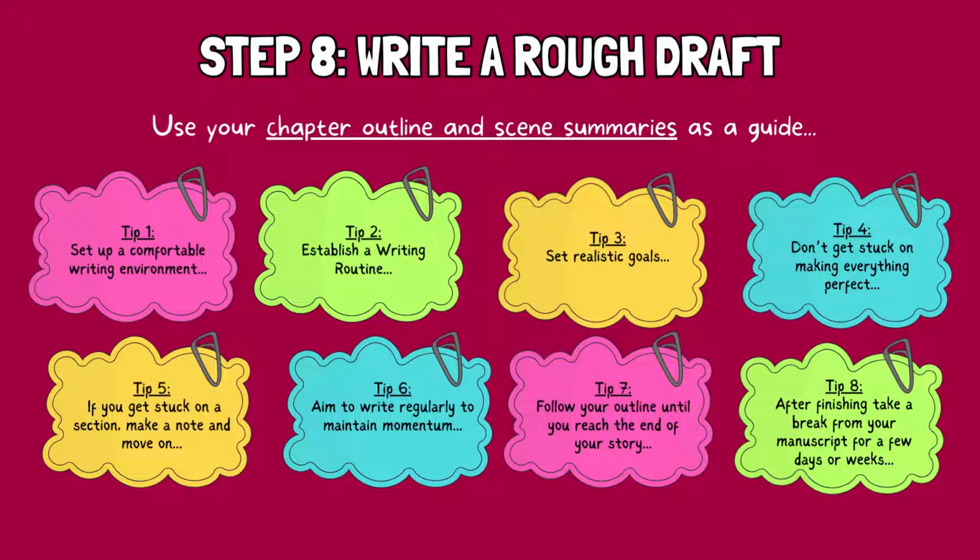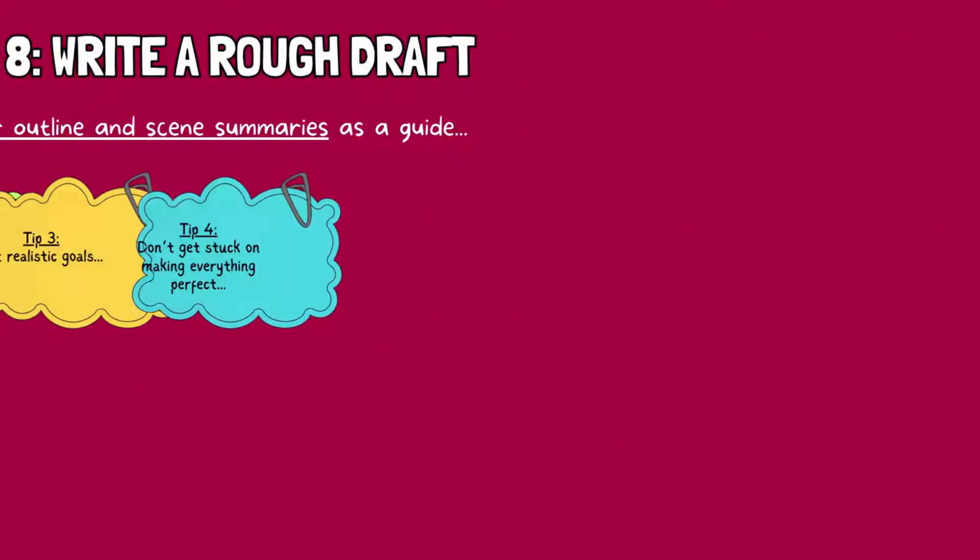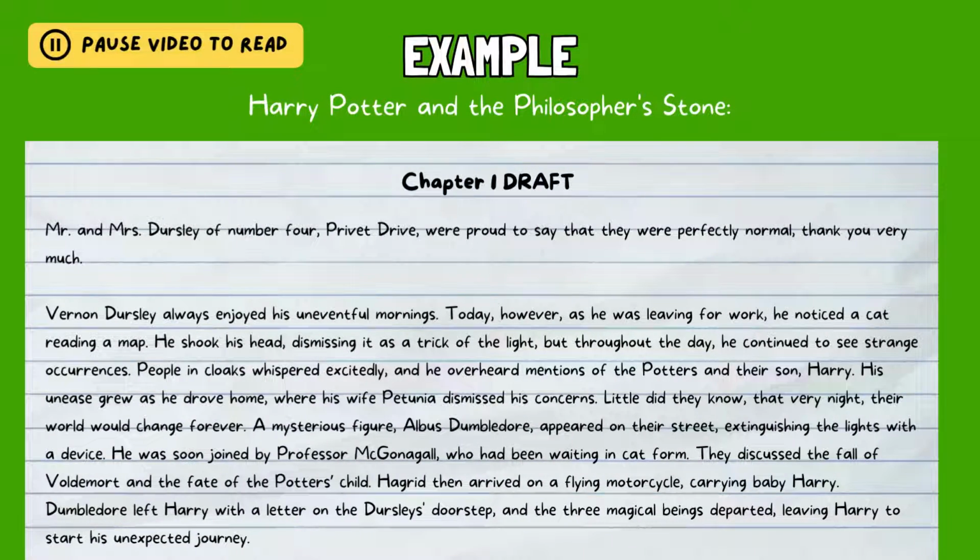Tip 6. Aim to write regularly to maintain momentum. Tip 7. Follow your outline until you reach the end of your story. Tip 8. After finishing your rough draft, take a break from your manuscript for a few days or weeks. This break will help you return to your work with fresh eyes for revisions. Here's an example draft of the first chapter from Harry Potter and the Philosopher's Stone.